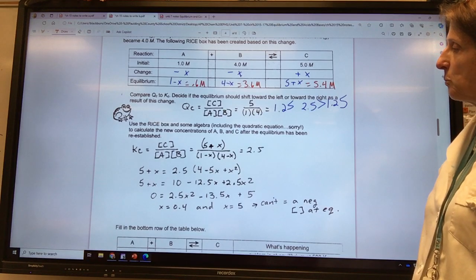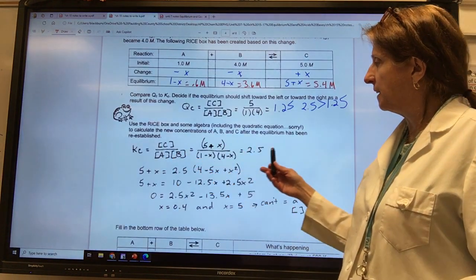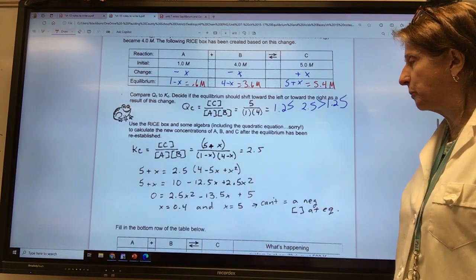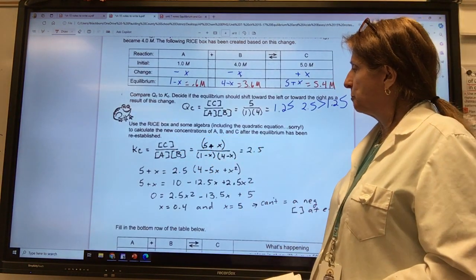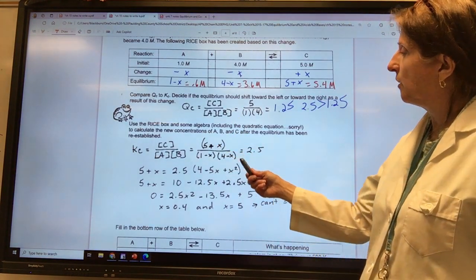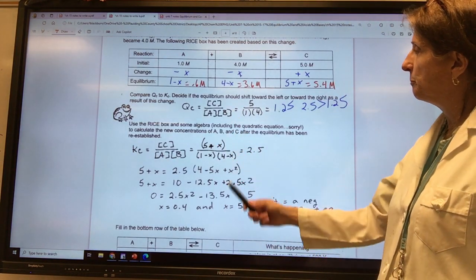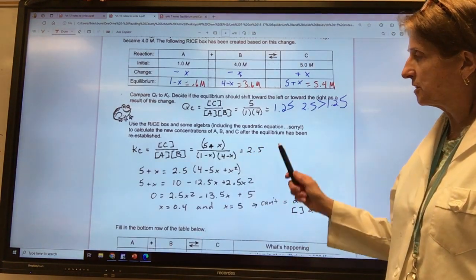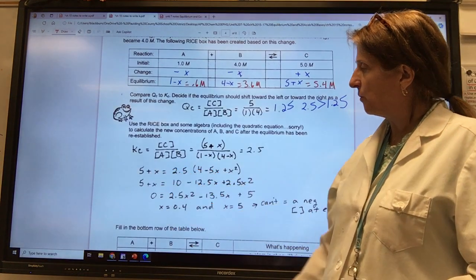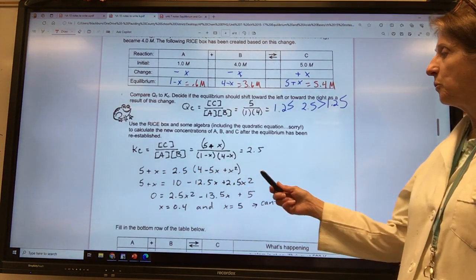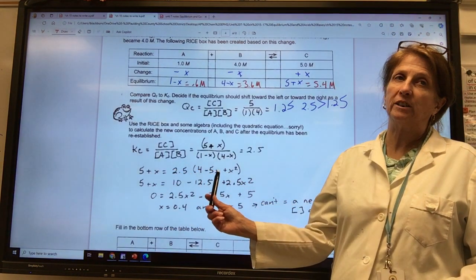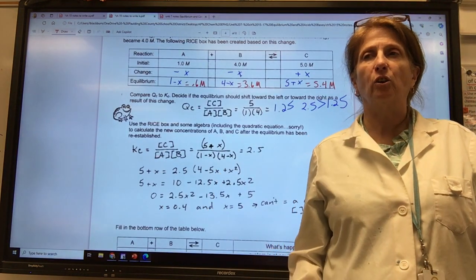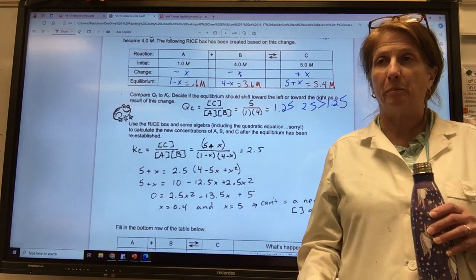So first of all, we're going to put in what we know to solve for these concentrations we don't know at equilibrium. We know Kc is 2.5. We have our initial amounts here that we can fill in, products over reactants, and we can solve for X. But notice, you have to use the quadratic equation here. So make sure you know how to do the quadratic equation on your calculator before the AP test.